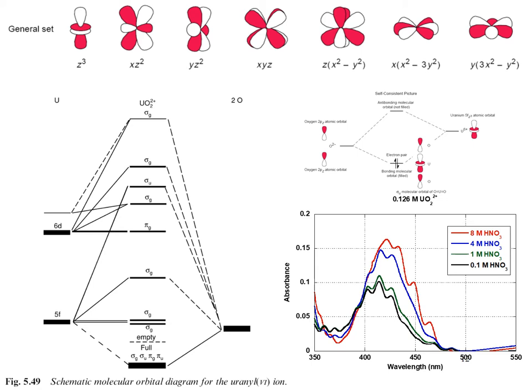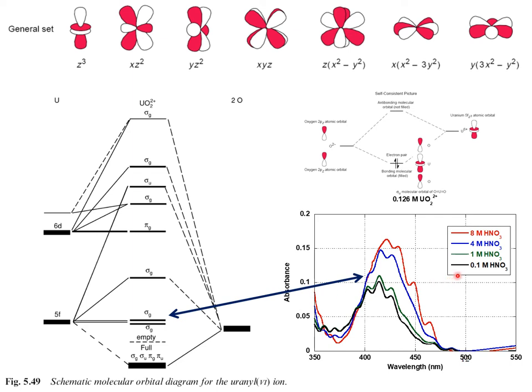The molecular orbital is shown in more detail here, where here are the orbitals from the uranium atom, the 6d and 5f, and the oxygen atoms shown here. There's two oxygen atoms. What is demonstrated here in this molecular orbital is the highest occupied molecular orbitals composed of these sigma and pi bonds shown here. These sigma and pi bonds can be excited through absorption spectroscopy to occupy these levels. And this is what gives rise to the characteristic absorption spectra for uranyl that we've seen in the lab.